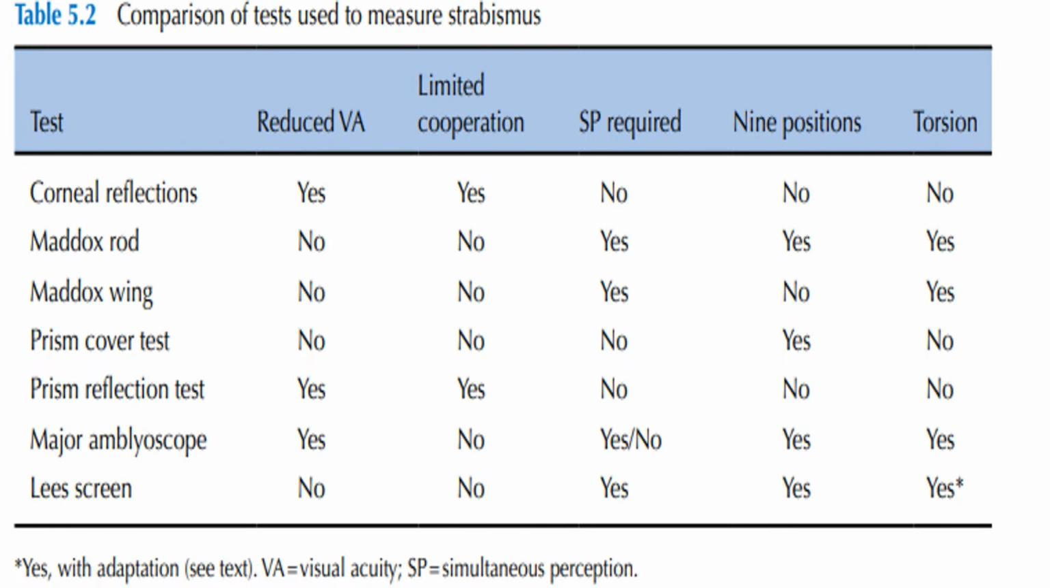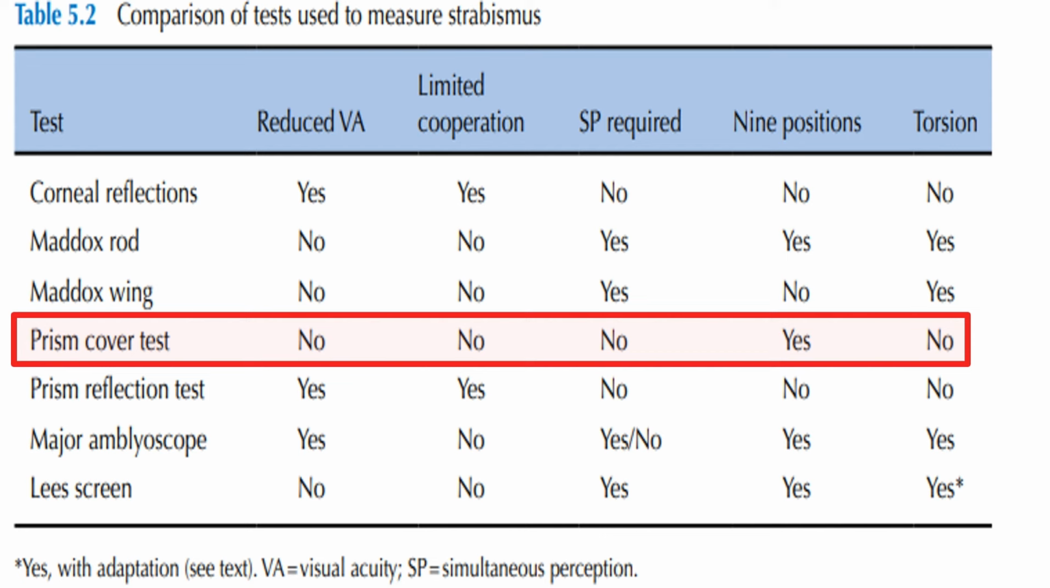And if you remember this table in which we were comparing the different types of tests. In the previous video, we talked about the corneal reflection, and now the prism cover test. If you see, the problem is you cannot carry out the prism cover test if the visual acuity is too low, if the patient is not cooperative, or when there's presence of torsion. Measuring deviation in case of torsion is very difficult while doing a prism cover test. Does the prism cover test require simultaneous perception? The answer is no, because we are anyway occluding one eye, and you have to carry out the prism cover test in all the 9 positions of the gaze.